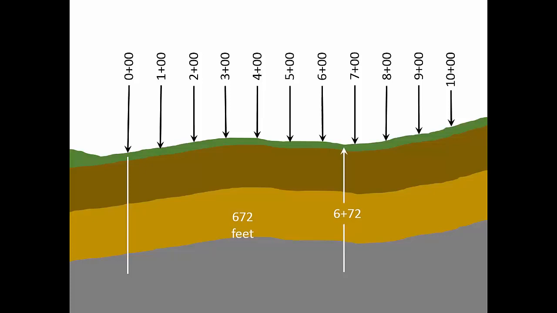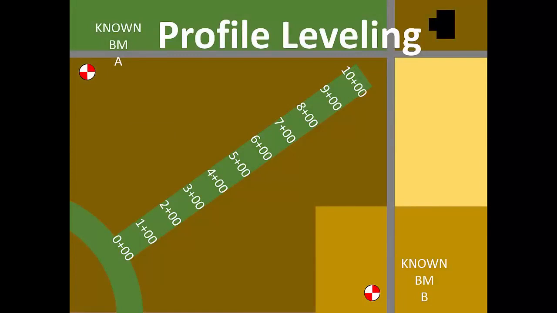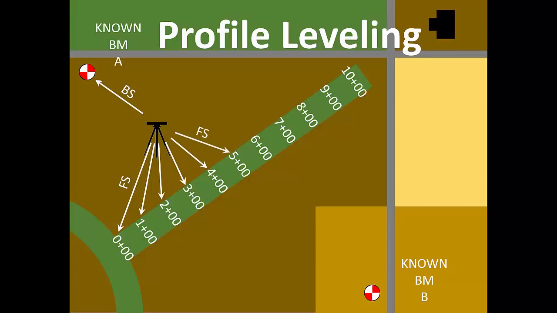Now that we have the stations marked, it's time to use profile leveling to measure the elevation at those stations in the waterway. We'll set up our instrument where we can see the starting benchmark and several of the station marks. Our first rod reading is a backsight on the benchmark, and our first foresight will be at station 0+00. Instead of moving the instrument like in benchmark leveling, we can continue reading the rod at the next station marks.